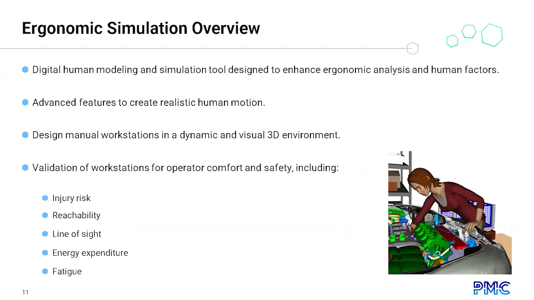Now let's talk a little bit about ergonomic simulation. It's another overview here. So ergonomic simulation refers to the use of software to analyze and evaluate how people interact with their workspace, with tools and tasks. So the goal here is to check some factors like posture, movement, and operator comfort to reduce the risk of injury. So it's possible to create realistic simulations, design workstations in the 3D virtual environment, and validate the workstations for operator comfort, taking into account injury risk, reachability, line of sight, energy, and fatigue.